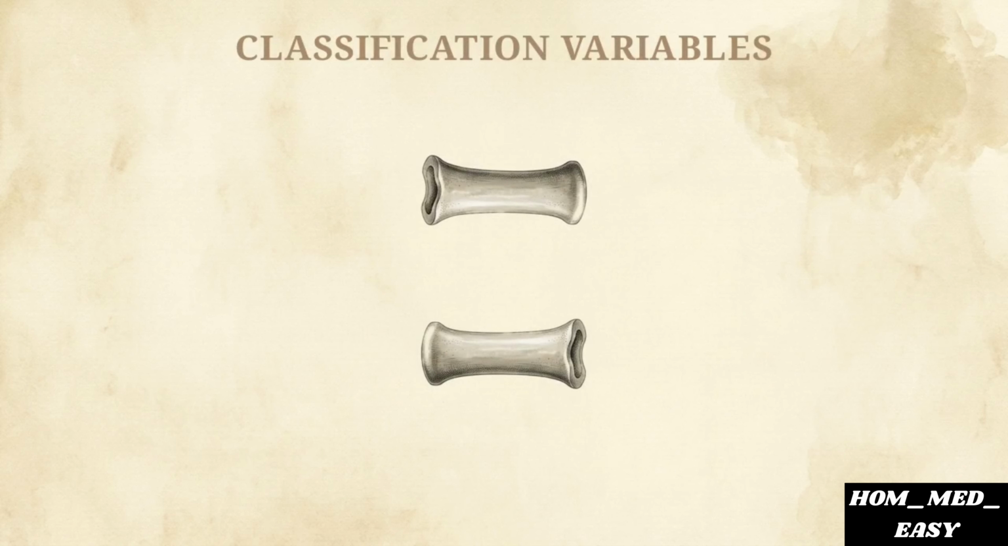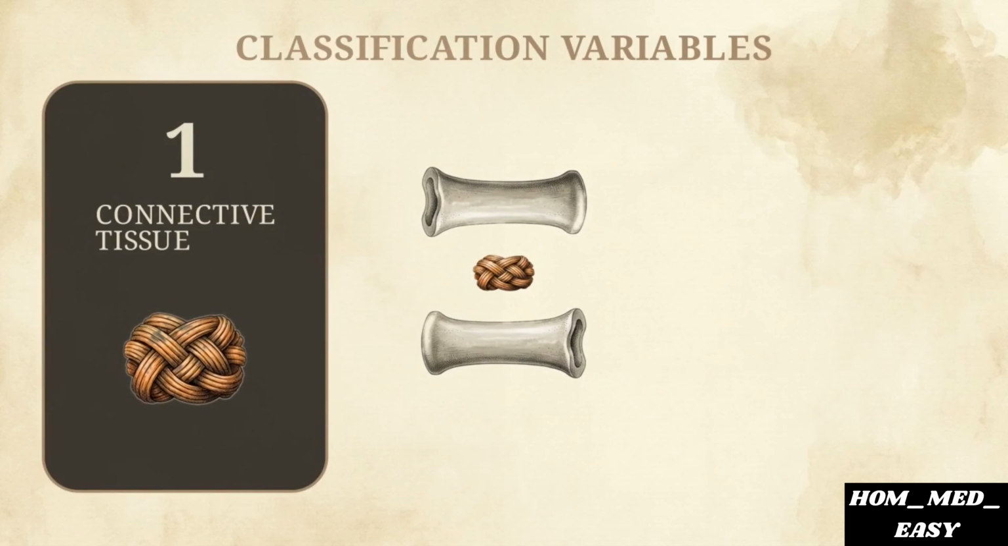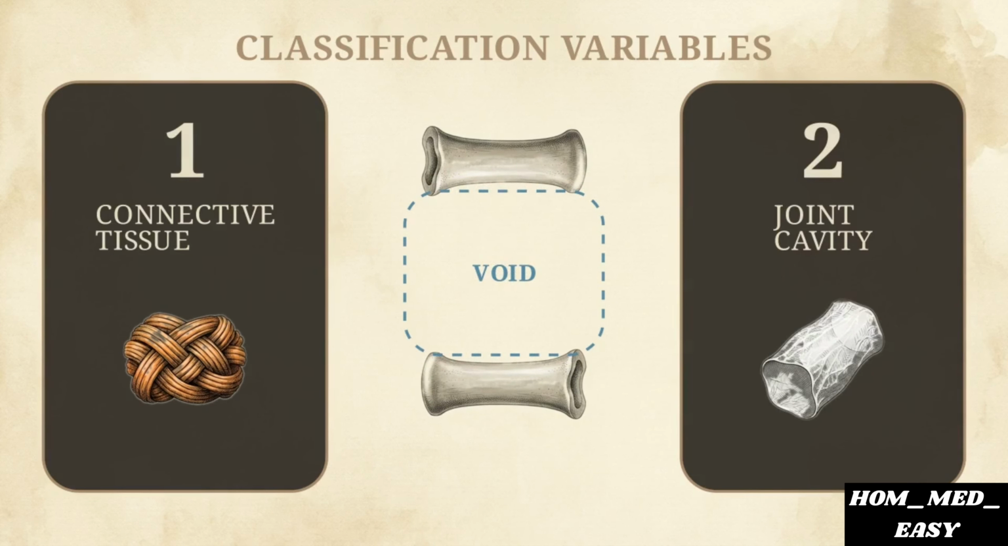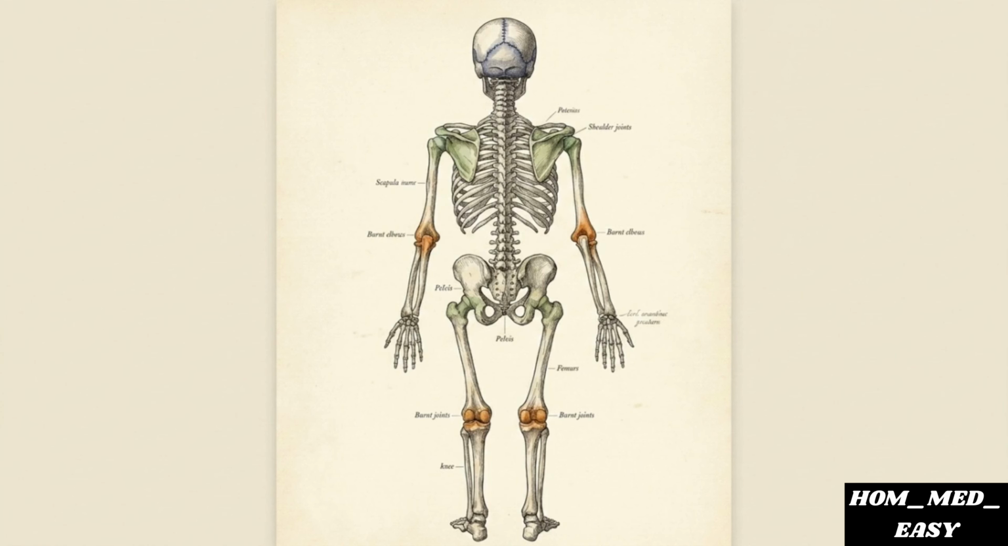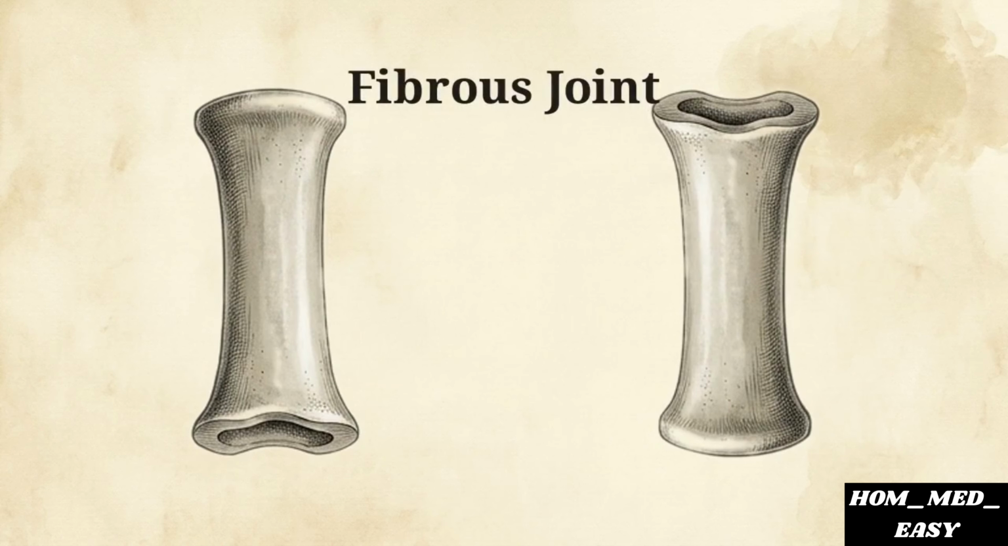To achieve both unbreakable stability and free movement across the entire body, medical science classifies every joint based on exactly two structural variables. The first variable is the specific type of physical connective tissue uniting the skeletal segments. The second variable is the presence or complete absence of a dedicated joint cavity. By manipulating just these two variables, the binding material and the internal void, the skeleton generates every necessary degree of human movement.